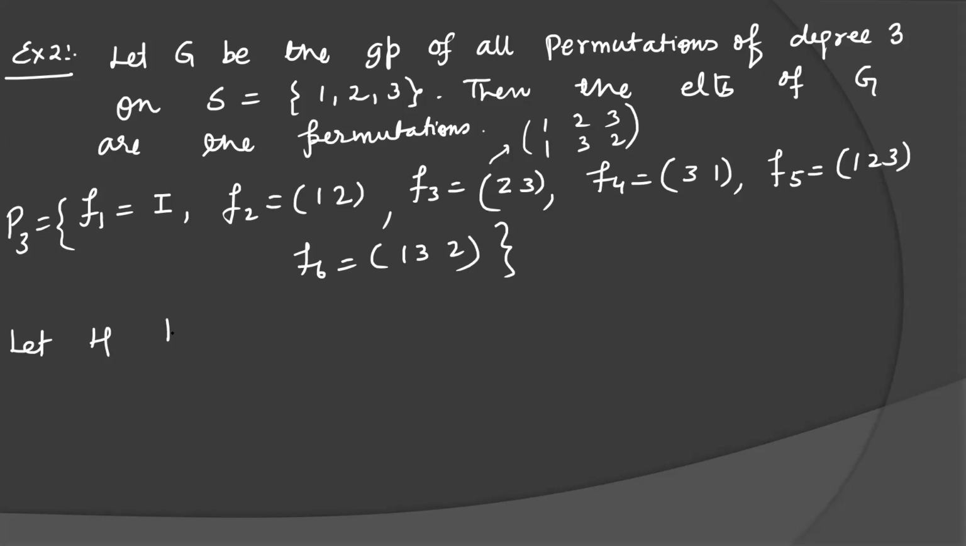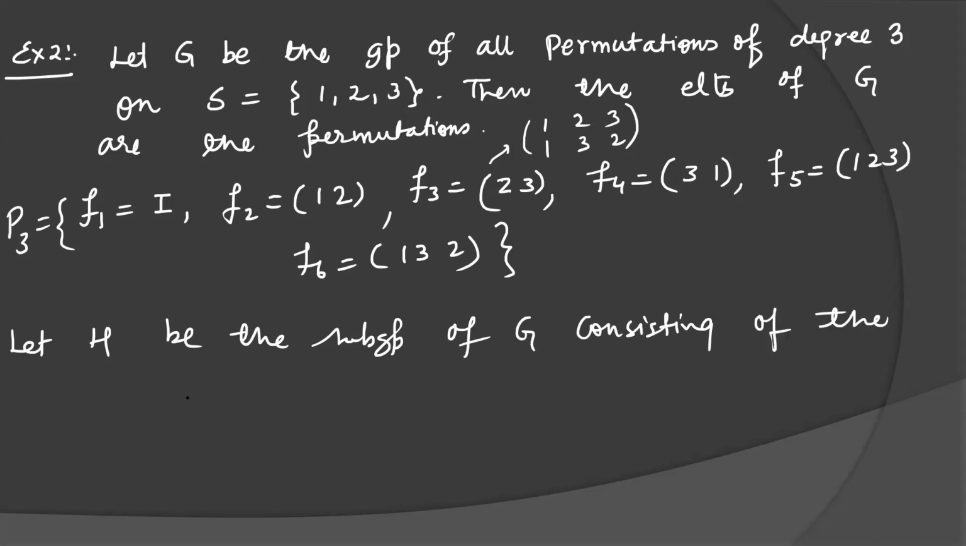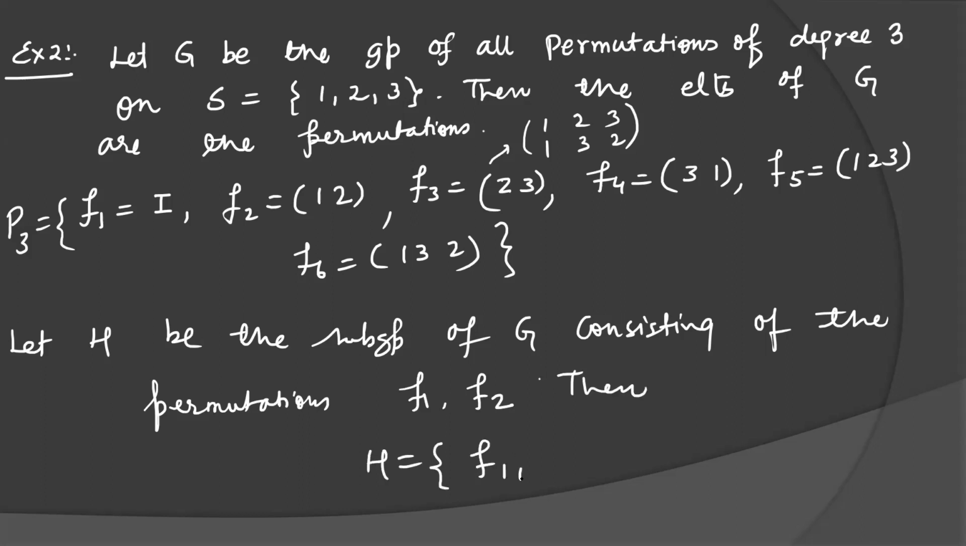Let H be the subgroup of G consisting of the permutations F1 and F2. Suppose H is a subgroup of G which contains only two elements F1, F2. F1 is the identity and F2 is another element. So you can verify that this is a subgroup actually. You can verify it. This will hold all the properties of a group.